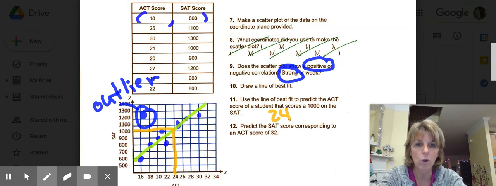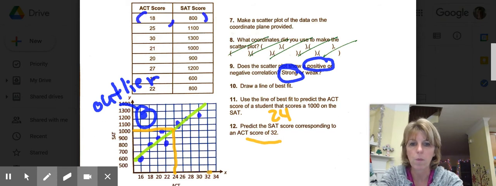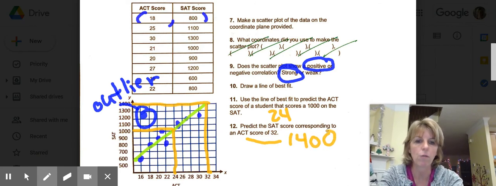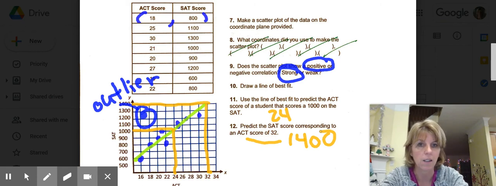Predict the SAT score corresponding to an ACT score of 32. So if we go to 32 and we follow that up to the line of best fit and we follow it across, we can see that student is probably going to score around 1,400 on the SAT. We can see that there is a correlation between those two scores.